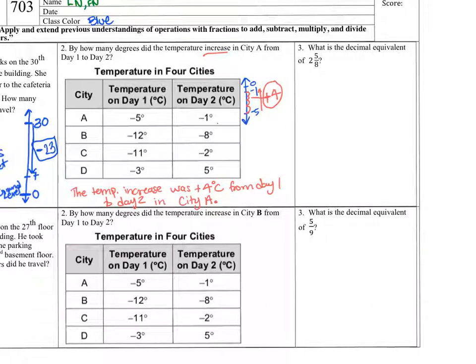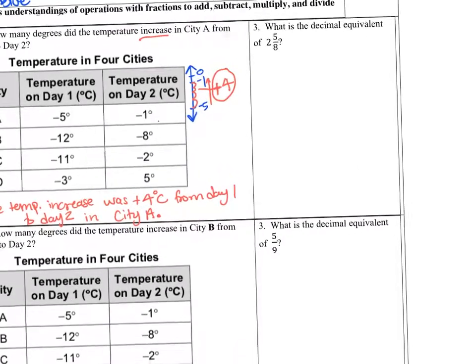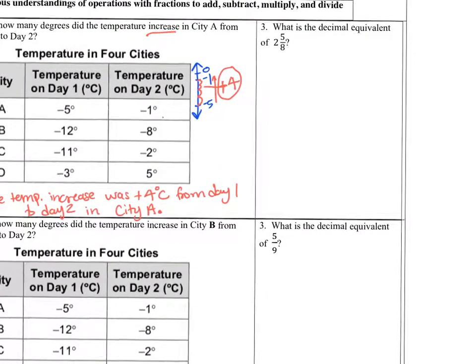Number 3 is going to ask you to convert a rational number into the decimal equivalent. Make sure that you're very careful with your mixed numbers and your other fractions. So for this mixed number here, I have 2 5/8. I'm going to multiply 2 and 8 and then add 5 to get my numerator. So 2 times 8 is 16. 16 plus 5 is 21 over 8. So those are equivalent. I went from a mixed fraction to an improper fraction.